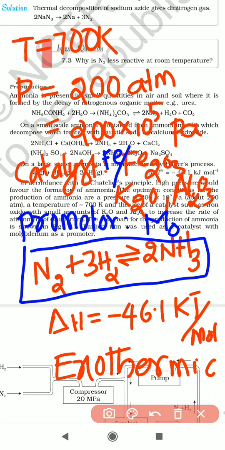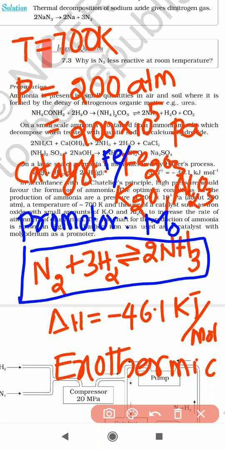And during this chemical reaction, the optimum conditions you have to maintain are: temperature up to 700 Kelvin, pressure up to 200 atmosphere, and a catalyst like iron oxide. Iron oxide is acting as one of the catalysts, and along with the catalyst you have to add K2O, potassium oxide, and aluminum oxide.